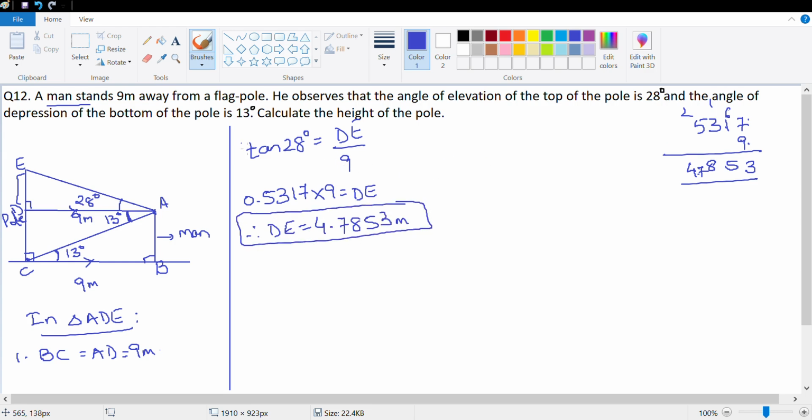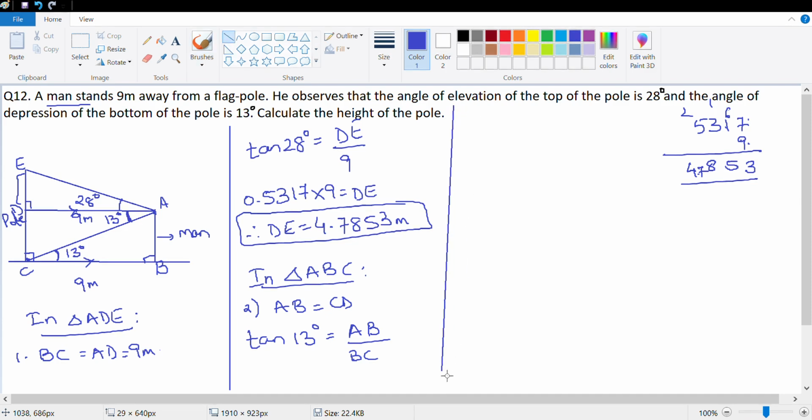Now next part, we need to find CD, which will be equal to AB. So let's look at this. So in triangle ABC, AB is equal to CD. Perfect. This time again we'll use tan function. So tan 13 degree would be equal to AB upon CB, which is 9. So let's just calculate.